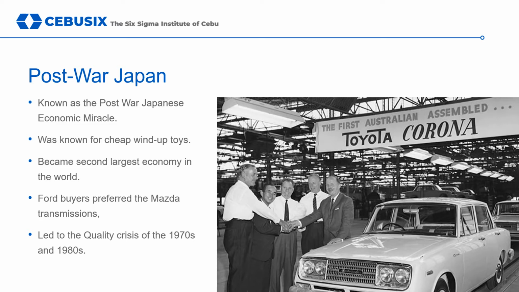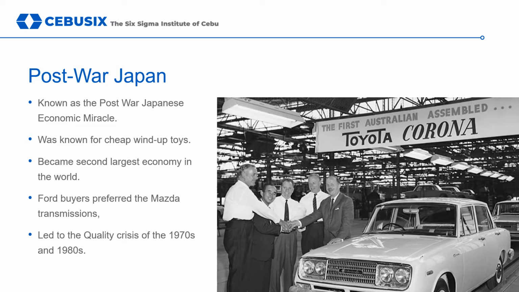Japanese manufacturers focused on improving all organizational processes through the people who use them. As a result, Japan was able to produce higher quality exports at lower prices. And this ultimately triggered the quality crisis of the late 1970s and early 1980s.